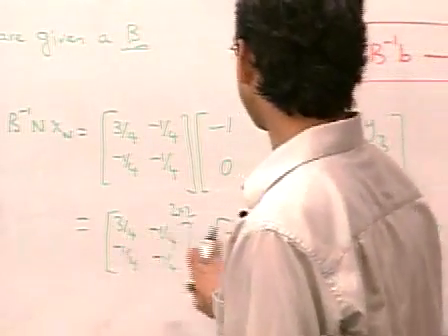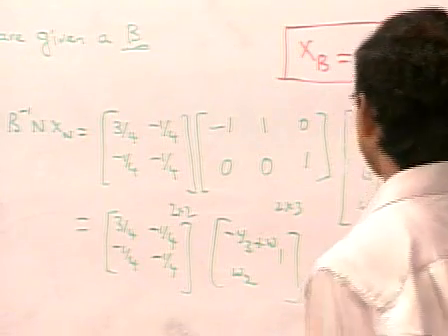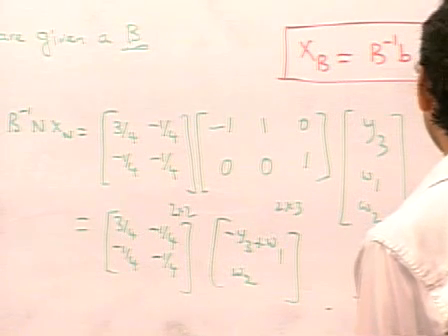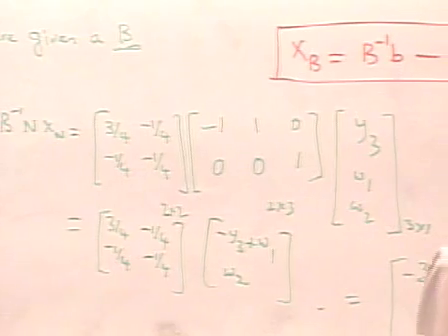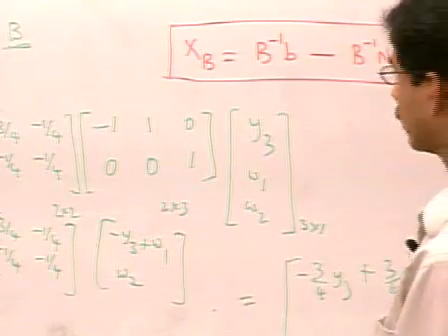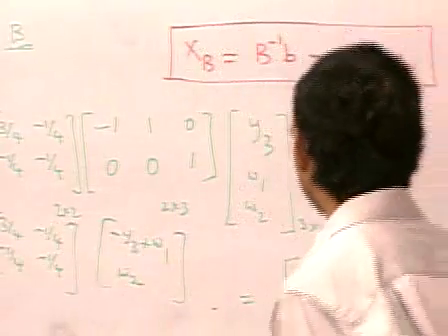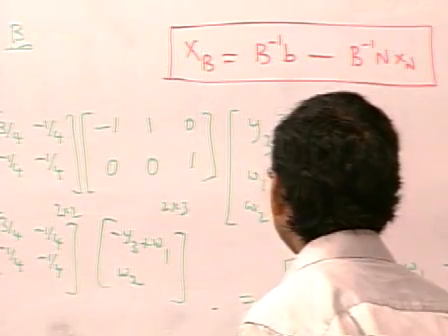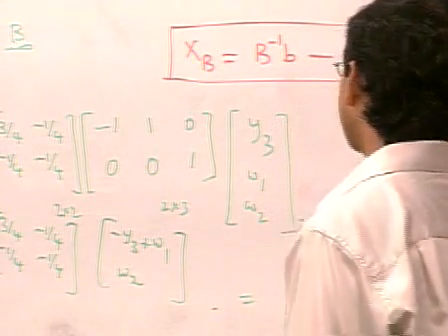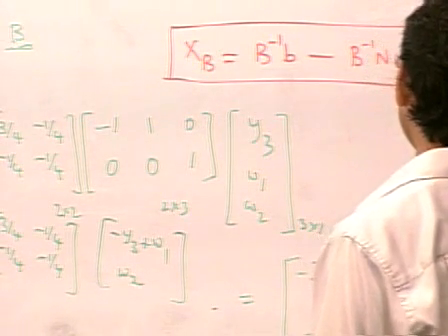You get 3 over 4 times this. So you have 3 over 4 times y3 plus 3 over 4 W1 minus 1 over 4 W2. Okay. So that's the first row times this column. This is going to be the second row times the column. You get 1 over 4 Y3 minus 1 over 4 W1 minus 1 over 4 W2. Okay?